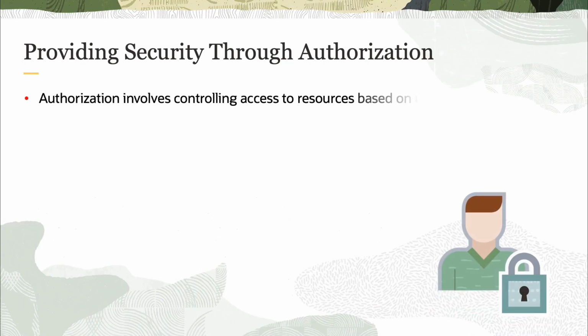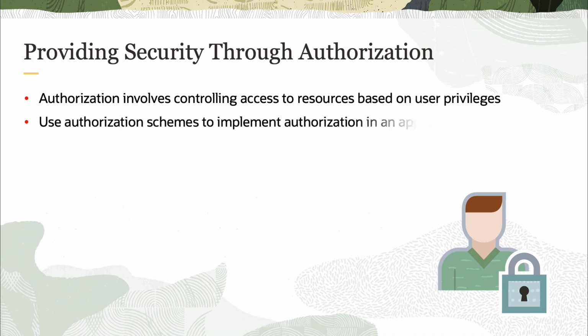After successfully logging into the application, the next question is, what is the logged in user allowed to do? Can the user access every page or page components? Authorization covers this very aspect of implementing security in your applications. So what is authorization? Authorization refers to restricting access to specific pages and components based on user privileges. In Apex, you can use authorization schemes to implement authorization in an application.